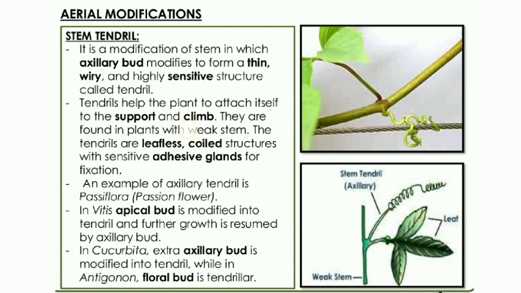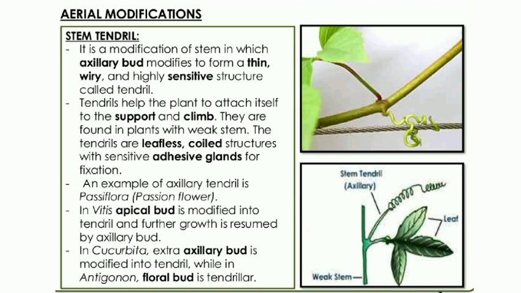Remember here, plants having tendrils will have a very weak stem, and the tendrils are leafless. The tendrils do not have any leaves, and are coiled structures with sensitive adhesive glands for fixation. Means the tendril has attaching or adhesive glands. That adhesive glands help the tendril to attach to the support. Hence this will easily get attached to the supporting plant, supporting anything, wood, any wall, etc.